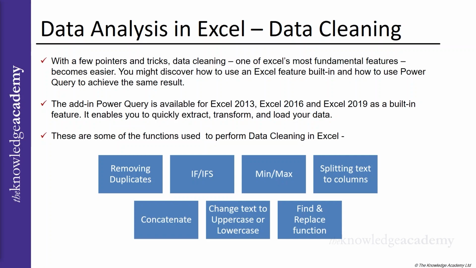There's also an average, which gives us the value of minimum. Yes, there's a splitting of text to columns, which I told you about, how we can split the name into two parts. We can even concatenate the name again. We can put a space, or we can change that to upper or lower case. There's also a find and replace function.